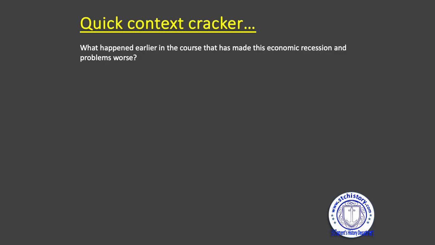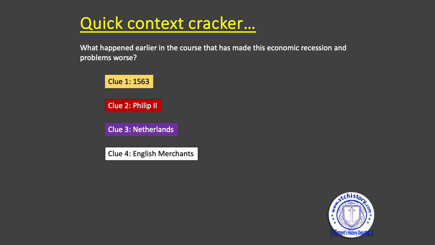Let's take a step back though and have a little context cracker, just to think about what's going on earlier in this course that's going to make this whole thing worse. Alright, I'll give you some clues. 1563, that is probably really hard. I don't expect you to get it from that. But if we have the second clue, Philip II of Spain in 1563. Clue 3, something involving the Netherlands. And then clue 4, something to do with English merchants. What do you think we've talked about earlier on in the course that might be making this economic situation even worse?